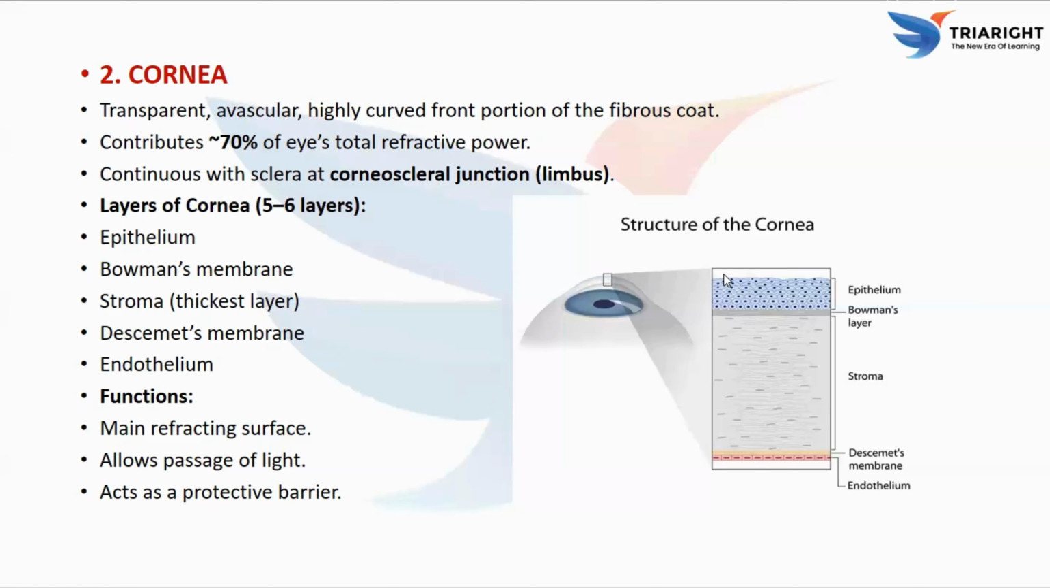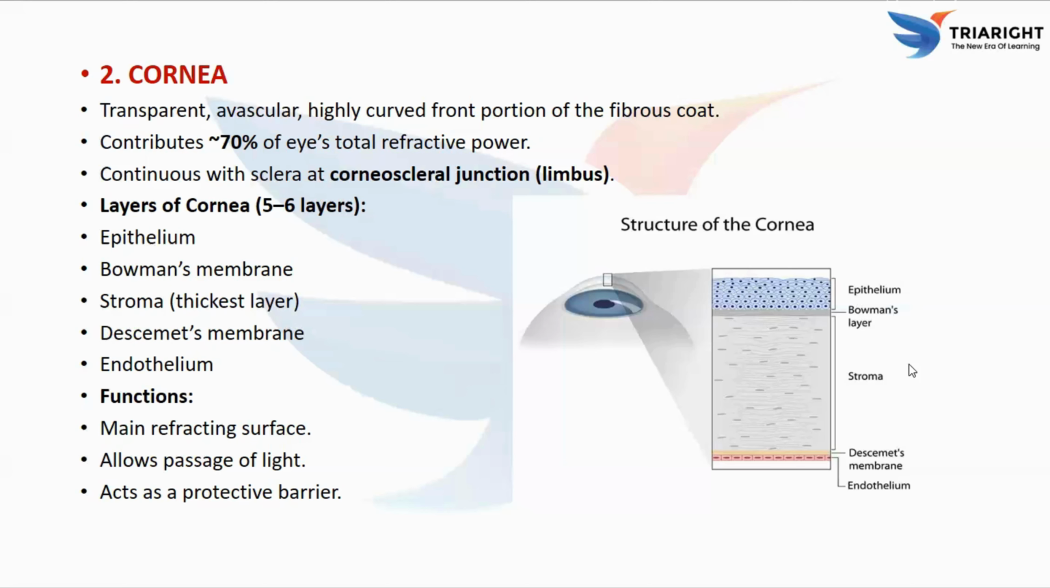Clearly you can see a picture of cornea here. You can find the layers of the cornea. The first layer is epithelium. It is the outermost layer. It is a fast healing layer, and this acts as a first barrier against infection, injury, and dehydration.